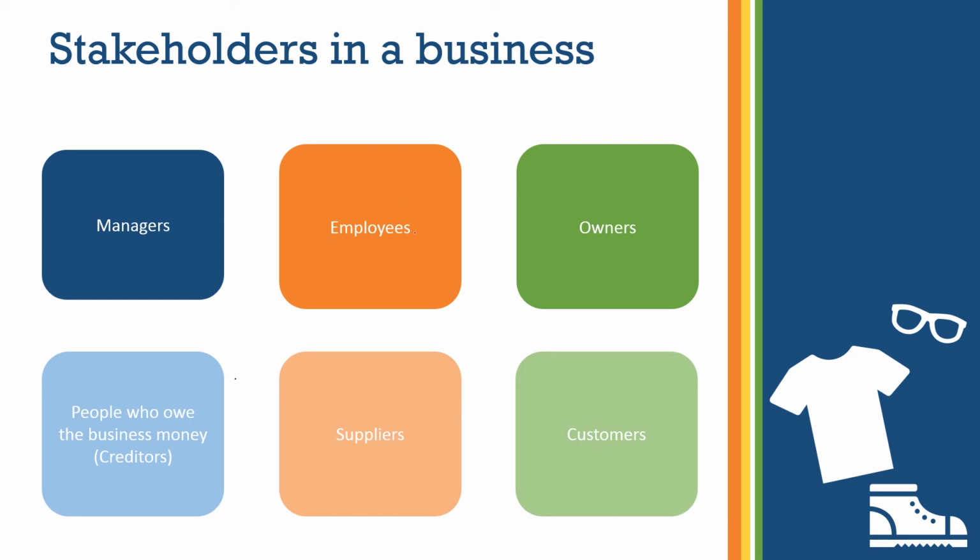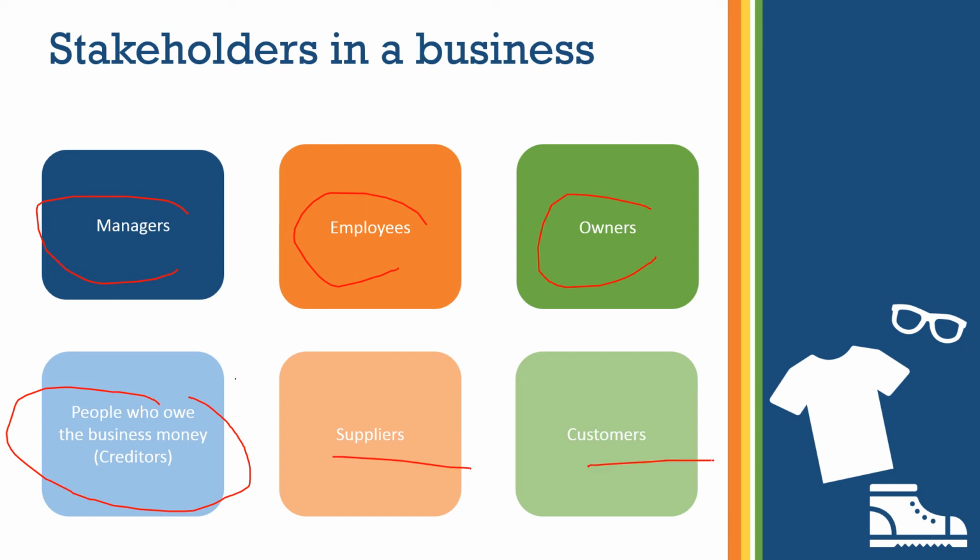So a business might have such stakeholders. So a manager will be a stakeholder, employees will be stakeholders, owners will be stakeholders, people who you or the business owe money, the creditors, are stakeholders, suppliers are stakeholders, customers are stakeholders. So these are all examples of stakeholders. Some of these are internal stakeholders, some of them are external stakeholders. So just keep that in mind. So anybody that's interested or impacted by the business is a stakeholder.